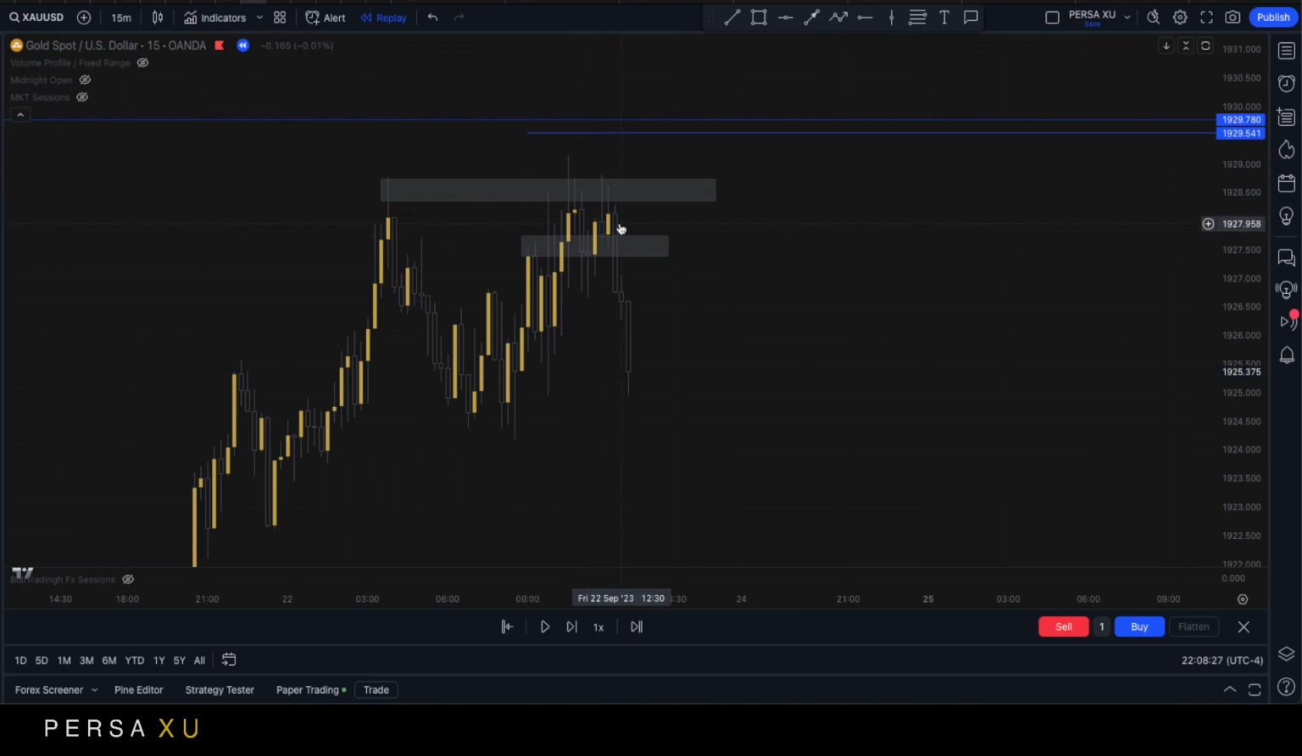Why are you doing this? Why is the market respecting that level?